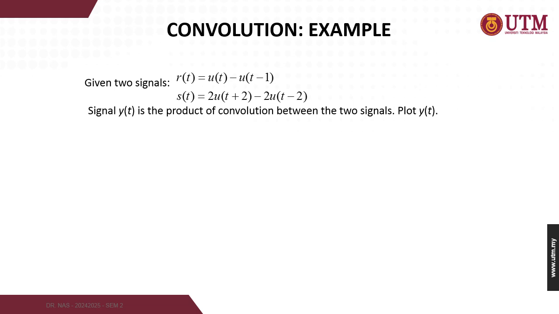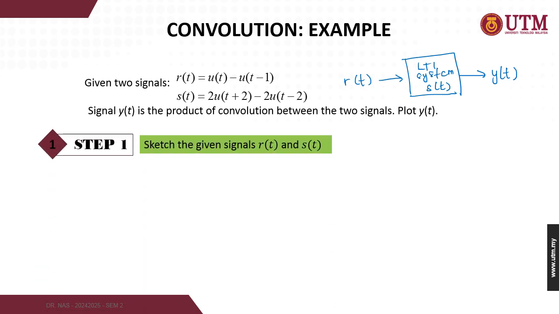Okay, this slide onwards will guide you on how to solve convolution between two signals. For example, if you have r(t) as the input into an LTI system given by s(t), and you get the output y(t). So the first step, you need to sketch the given signals r(t) and s(t).